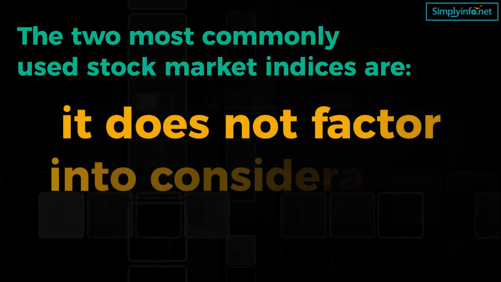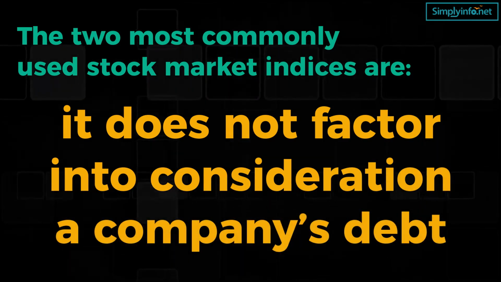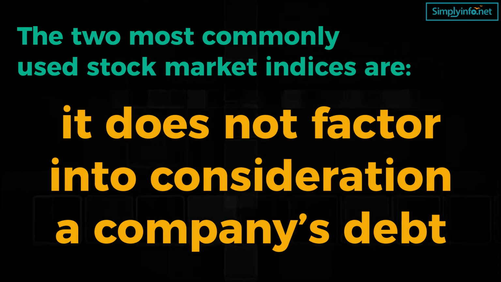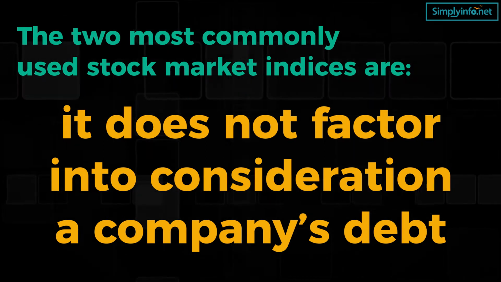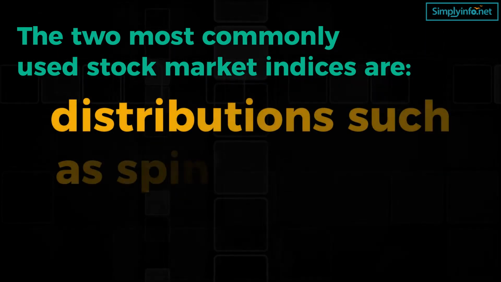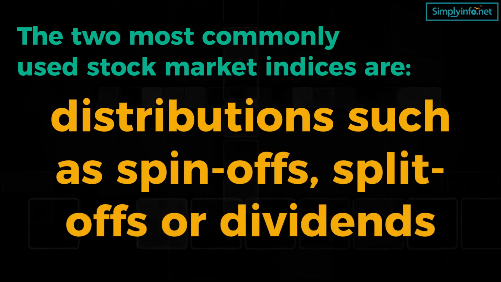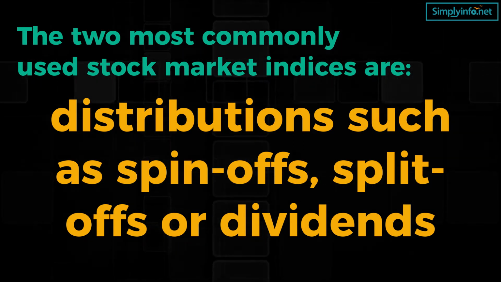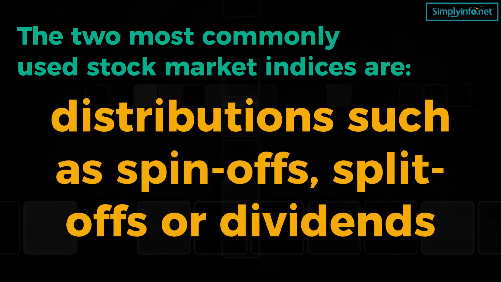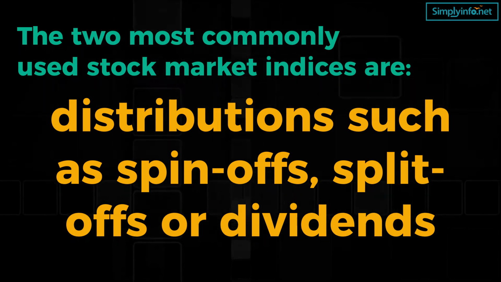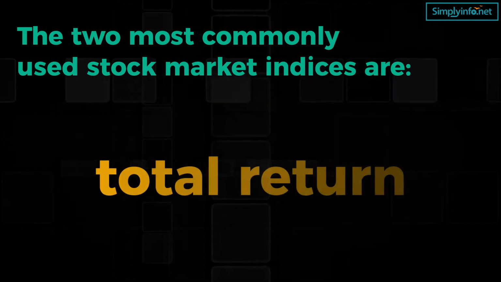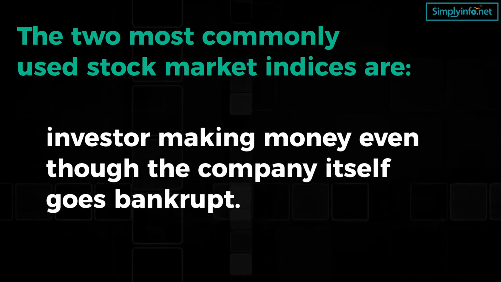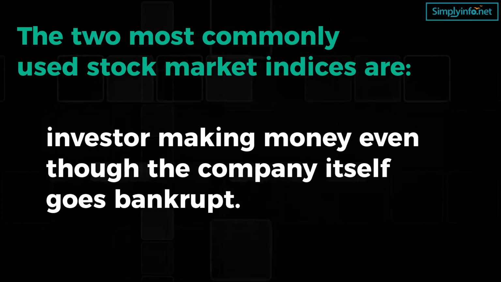On the downside, stock market capitalization is limited in what it can tell us. The biggest weakness of this particular metric is that it does not take into consideration a company's debt. Another major weakness of using stock market capitalization as a proxy for a company's performance is that it does not factor in distributions such as spin-offs, split-offs, or dividends, which are extremely important in calculating a concept known as total return. The total return can result in an investor making money even though the company itself goes bankrupt.